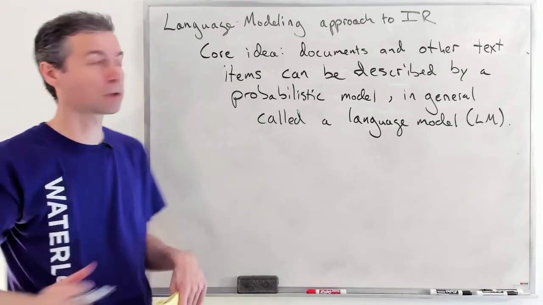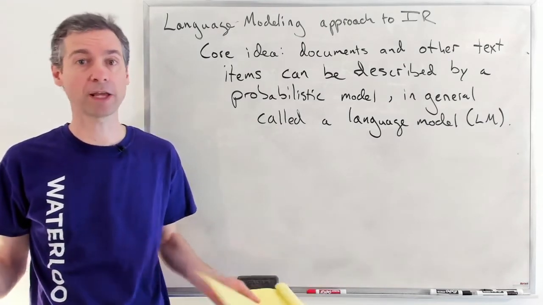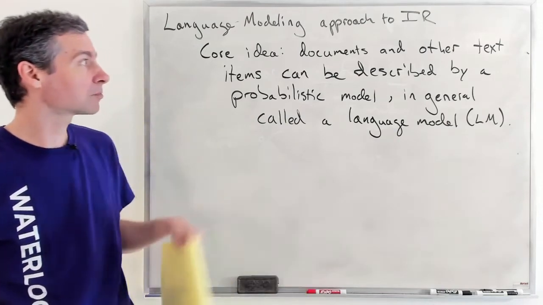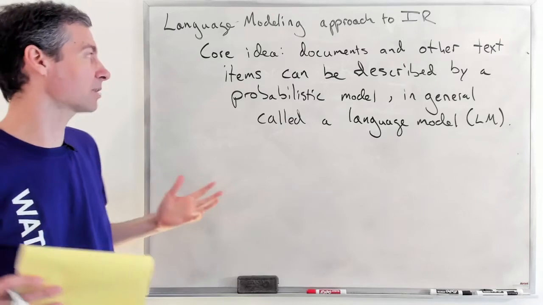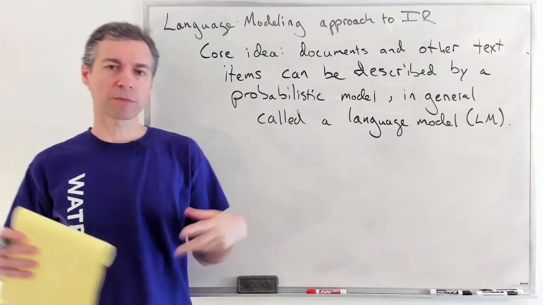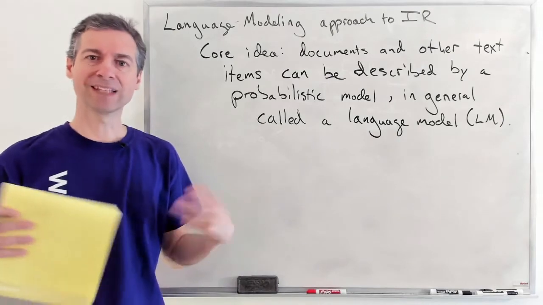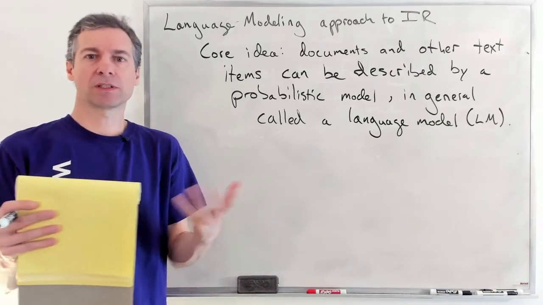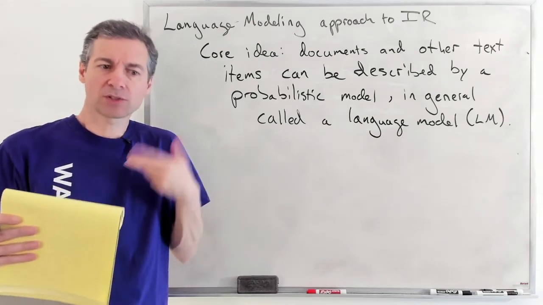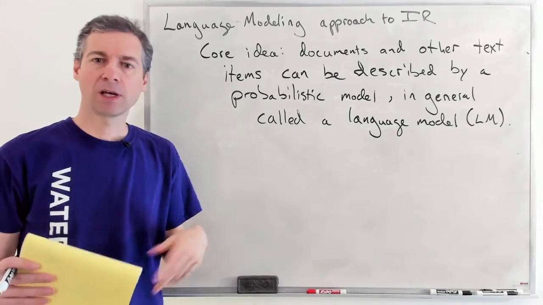So what's our core idea? What's this thing about language modeling? It's got a good name. Got to give it that. It's that the documents and anything else with text that we have, we're going to be able to describe them with a probabilistic model that we call a language model. And so, again, there's some way to describe that item in the language with probabilities.